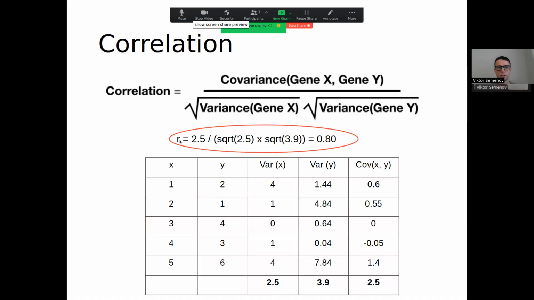So R, which is the symbol which stands for the Pearson correlation coefficient, will be equal to 2.5 divided by the square-rooted variance of x multiplied by the square-rooted variance of y, 3.9. In the end, we get the number of 0.8, which is pretty close to the number which we have gotten by R, maybe the same one if we round it differently.